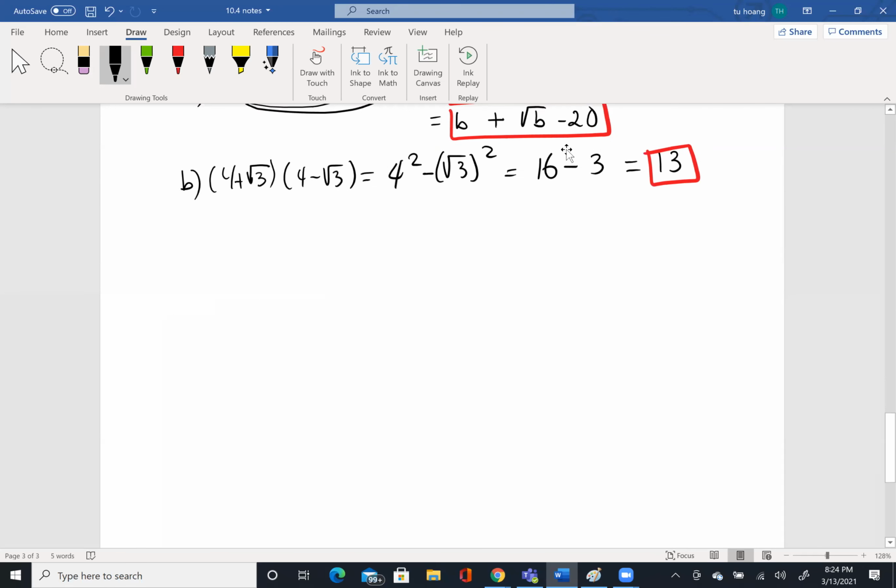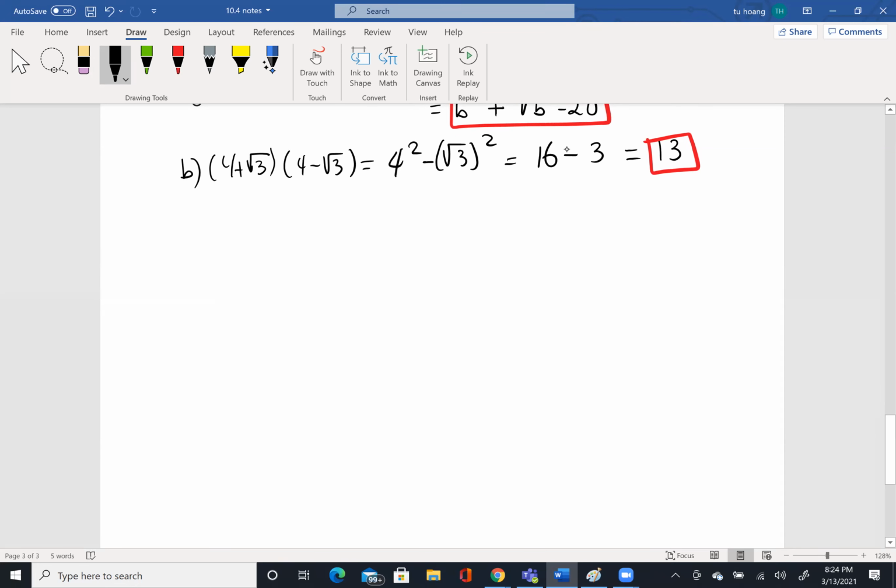Okay, let me talk about example 4, rationalizing the denominator. So let's say I have 1 over square root 2. How can I rationalize this? I'm just going to multiply by square root 2 for both top and bottom.